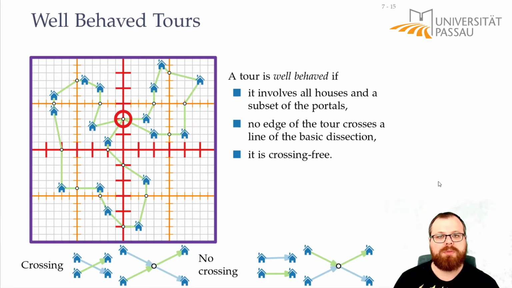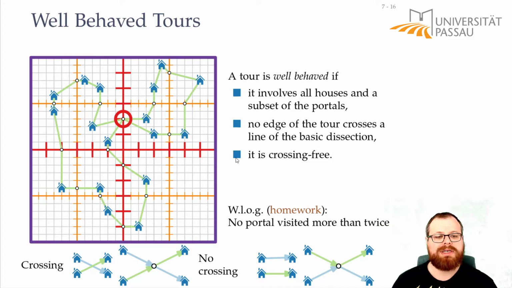There's one more thing. I want one more restriction. And that is that no portal is visited more than twice. So here we visit this portal twice, because twice we go in and out again. If we visit it a third time, then we can quickly change the solution and get one that doesn't cost more, but is still valid, where we only visit it twice. And in the homework assignment, I want you to find out how to do that. So that means as long as we find a well-behaved tour that visited all of them only twice, we still can find a very good approximation. So we can restrict our solution space to only those well-behaved tours where we visit every portal at most twice.